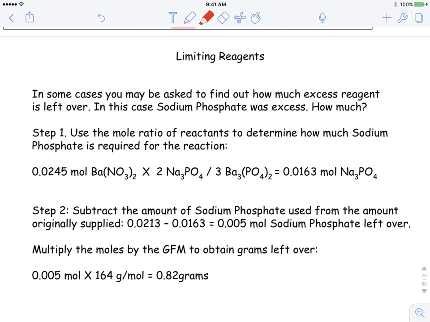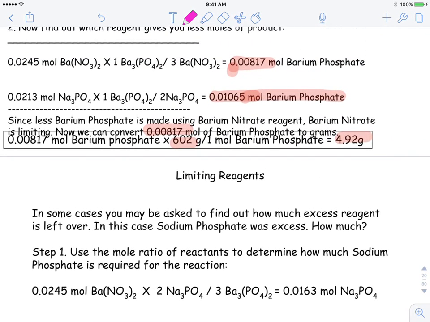Now, the last thing that I'm going to do with you in this video is look at what happens when you have limiting reagents and they want to know how much is left over of each reactant. So let's look at our problem above and apply it to that. If we have our two reactants, our barium nitrate and our sodium phosphate, we already know that this one is our limiting reagent and this one is our excess. We know that because we figured out how much product formed.